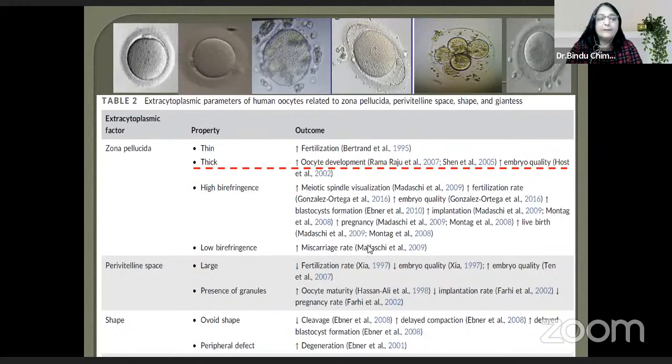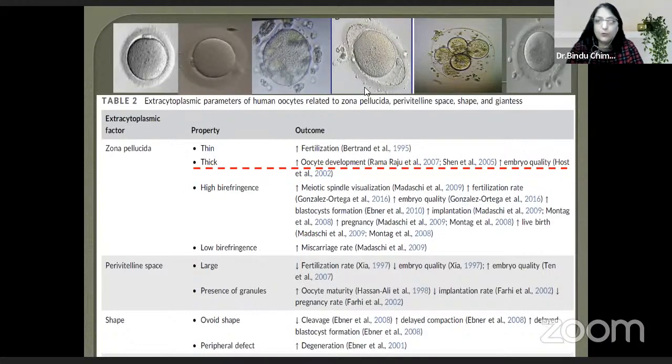Then apart from that, the presence of a normal granulation in the oocyte is indicative of a good mature oocyte, and more granulation is associated with lower implantation and pregnancy rate. So presence of granules, if it is an optimal granulation, uniform granulation, it is a good prognostic factor, but then presence of more granulation, as we will see later also, is not a good factor for implantation and pregnancy rates.